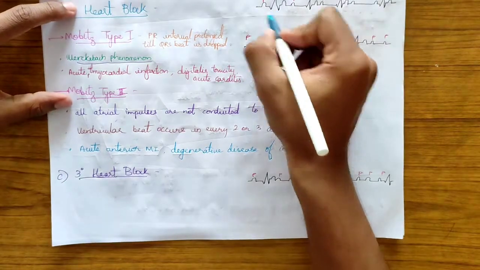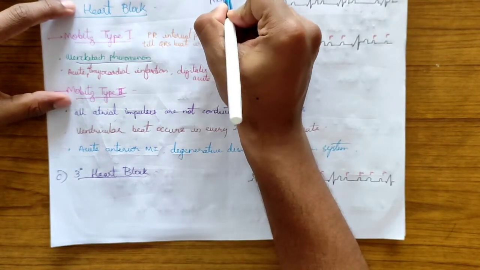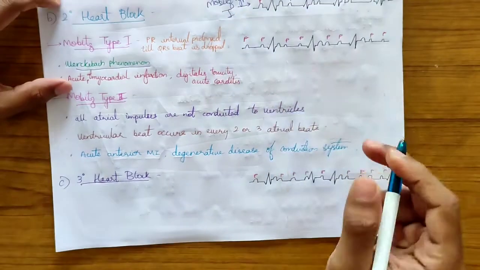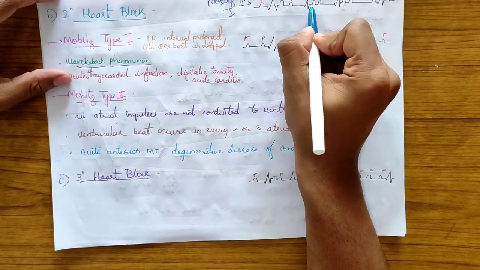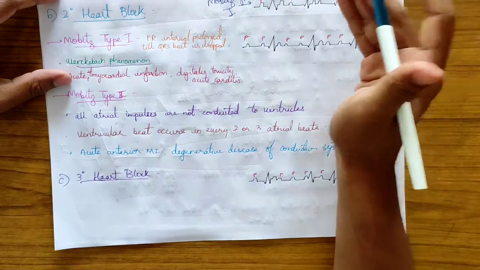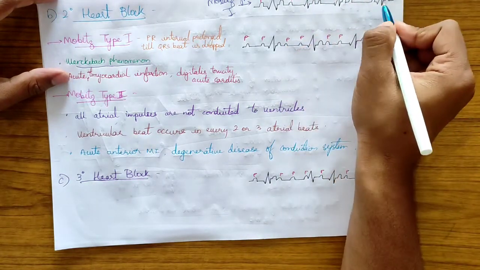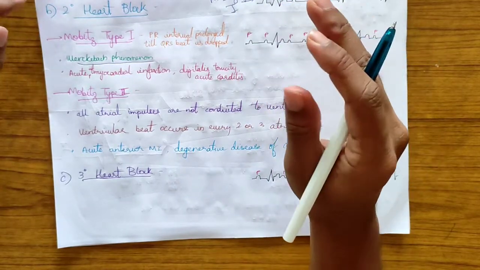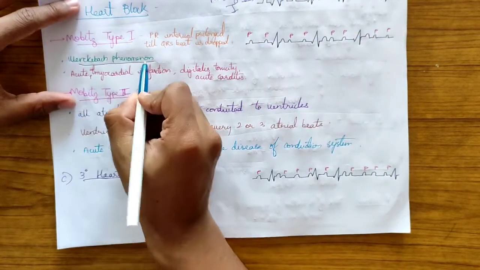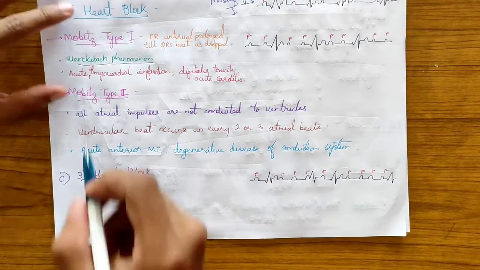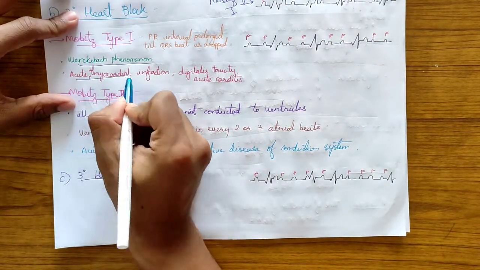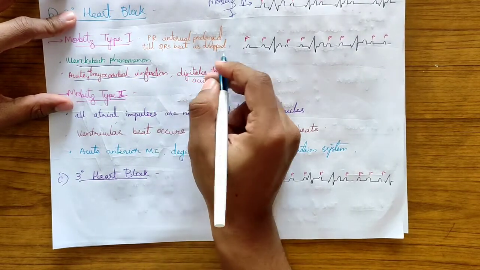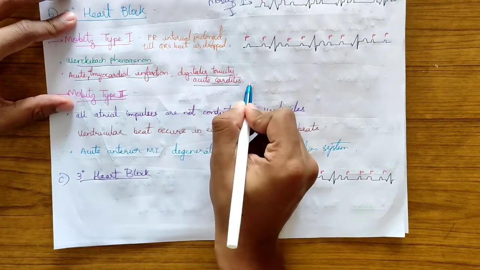So you can see in this graph, this is the Mobitz type 1 graph. Here the PR interval increases continuously and progressively. After the QRS complex is dropped, this phenomenon repeats again, and this is called the Wenckebach phenomenon. It occurs in acute inferior myocardial infarction and digitalis toxicity. Digitalis is a drug. It also occurs in acute carditis.